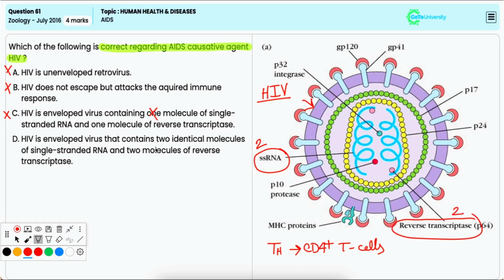Option D, HIV is an enveloped virus that contains two identical molecules of single-stranded RNA and two molecules of reverse transcriptase. This is exactly the structure of HIV, that is, it consists of two molecules of single-stranded RNA and two molecules of reverse transcriptase, which is very, very essential for integration into the host genome. Hence, it is the correct option.